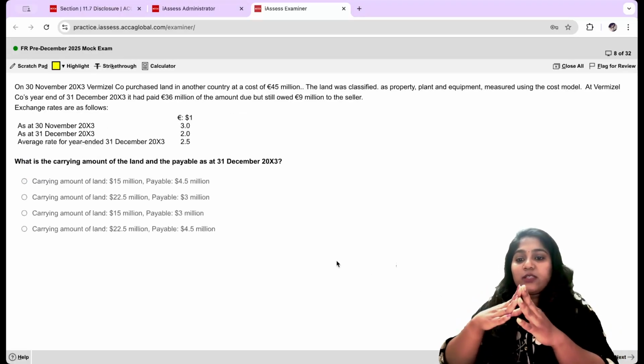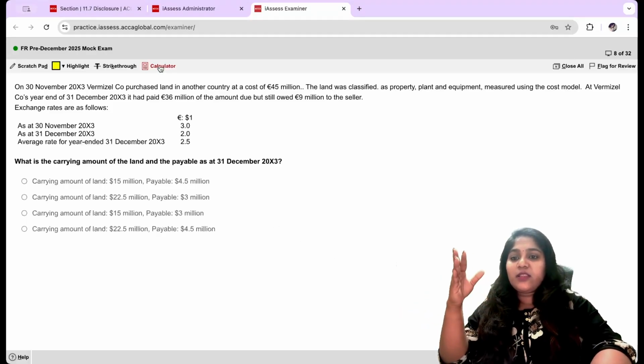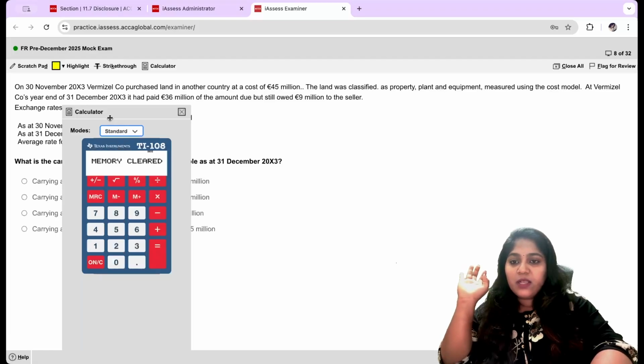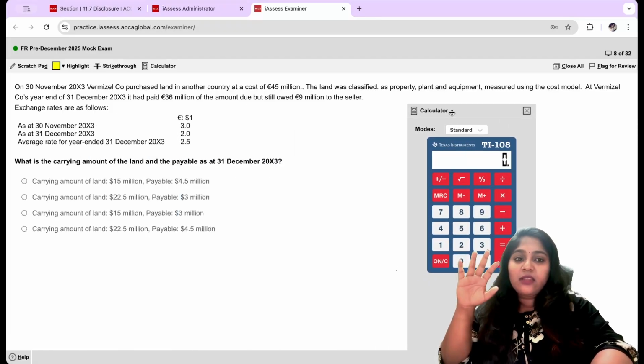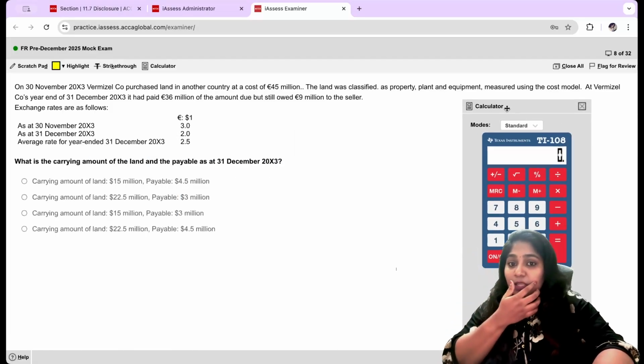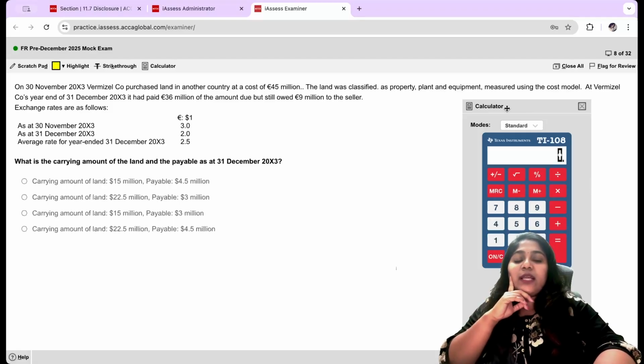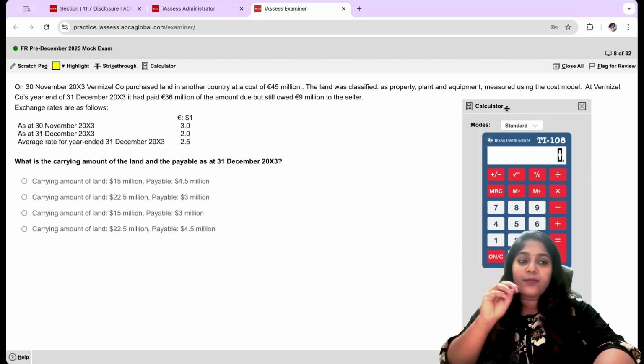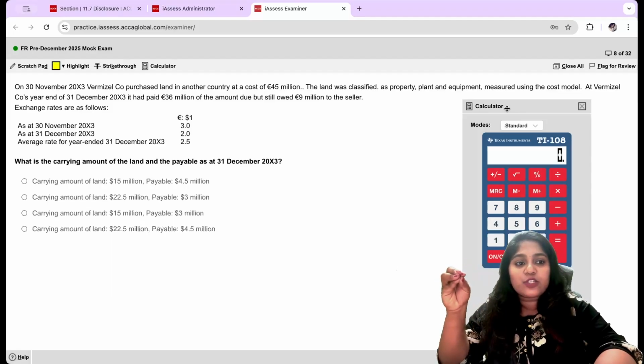Very nice question this is. Look at this, guys. On 30th November X3, Vermizell company purchased land in another country with a cost of 45 million euros. The land was classified as property, plant and equipment measured using the cost model. Very nice. It's about a foreign currency transaction question.